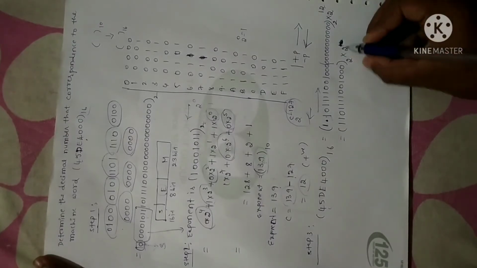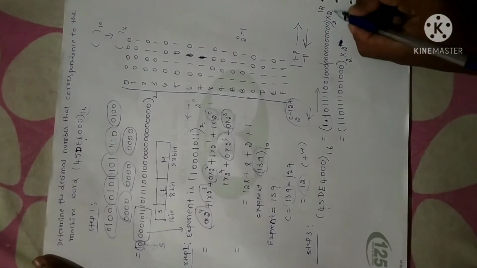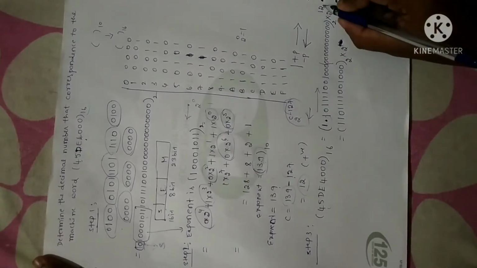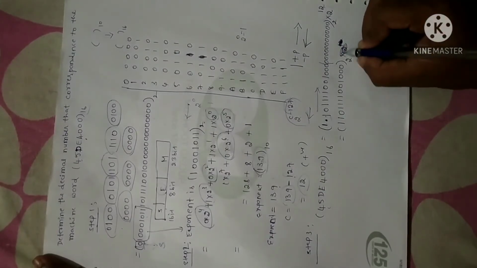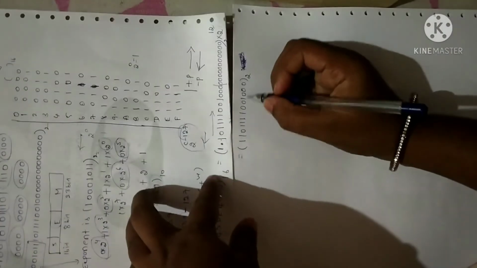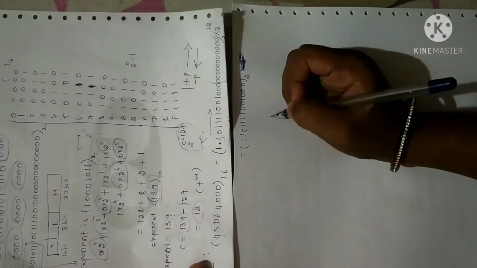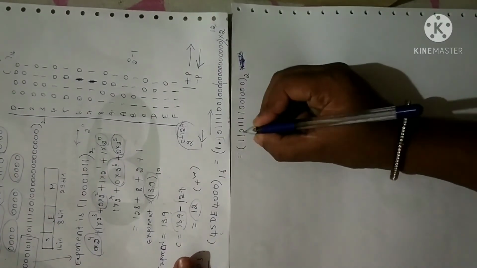I'm repeating once again. Since in this step you have not shifted the value by 12 digits, you need to write 2 power 12 here. In the second step, I have already shifted this point, so no need to write this 2 power and all. Clear? So I have a binary number which I have to convert in terms of a decimal number.